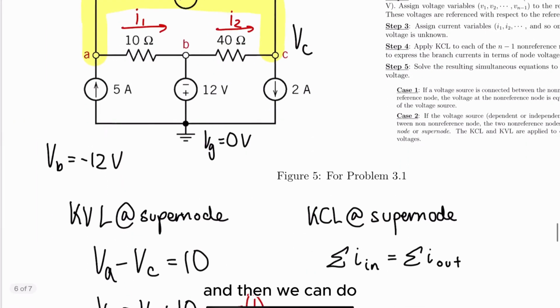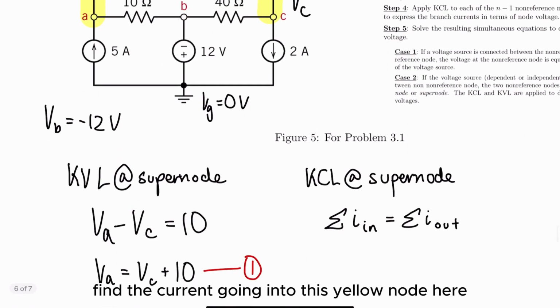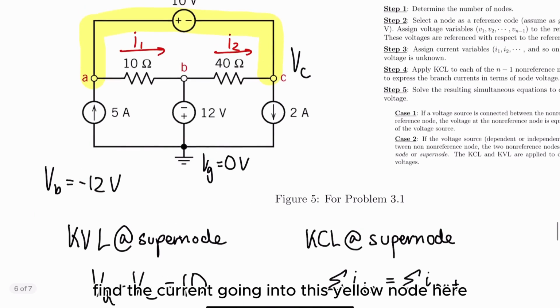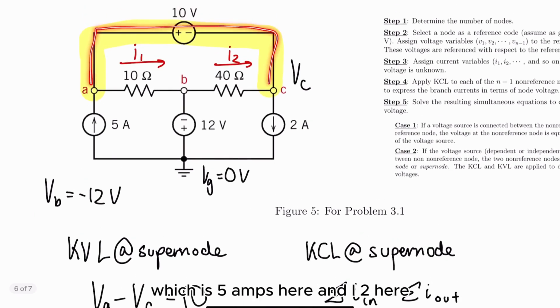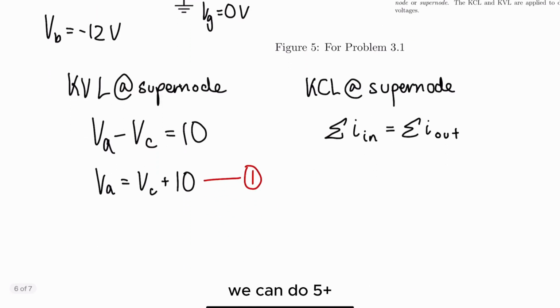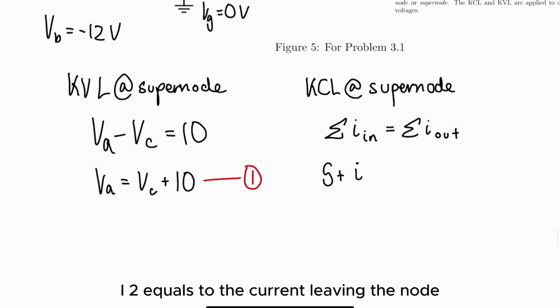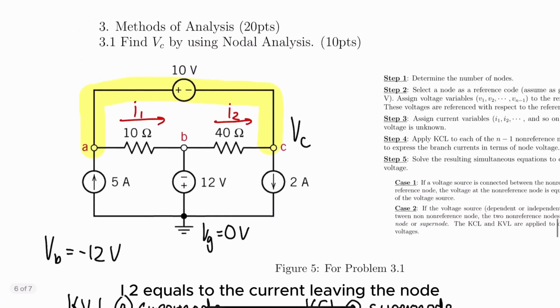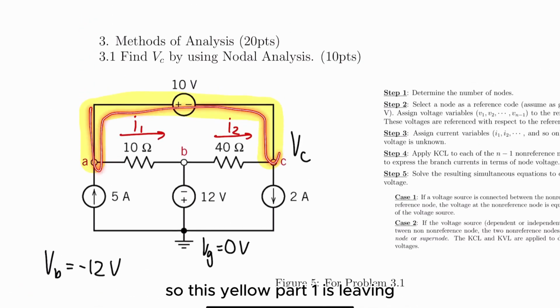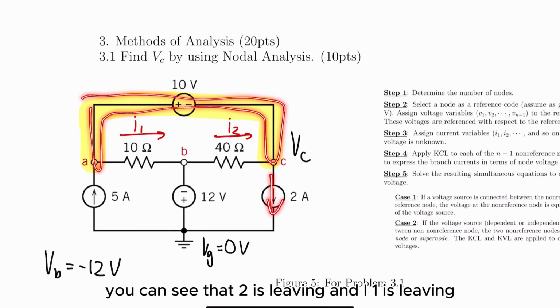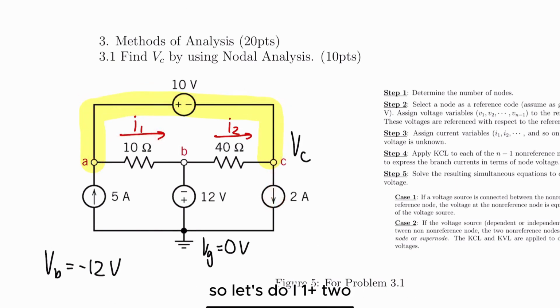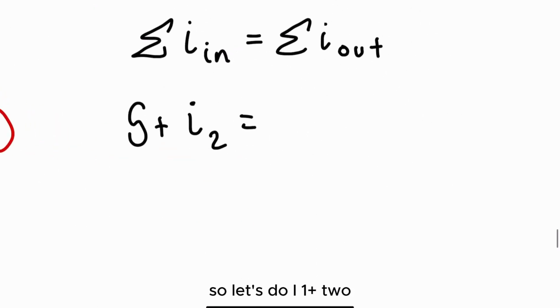and then we can find the current going into this yellow node here, which is 5 amps here, and I2 here. So we can do 5 plus I2 equals the current leaving the node. So this yellow part, what is leaving? We can see that 2 is leaving and I1 is leaving. So let's do I1 plus 2.